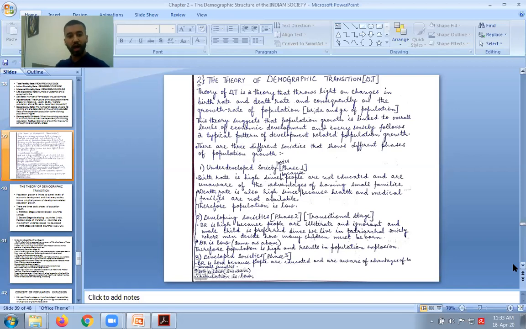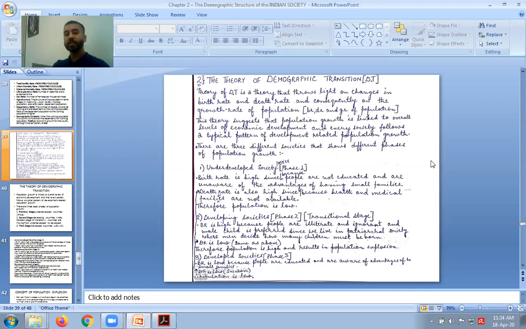As I've already told you, the theory of demographic transition is a theory that throws light on the changes in the birth rate and death rate. I'm sure you can see all these things on your screens; I'm using my cursor to show you from where I'm reading. It throws light on changes in birth rate and death rate, and consequently on the growth rate of population, right? This theory suggests that population growth is linked to overall levels of economic development, and every society follows a typical pattern of development related to population growth.